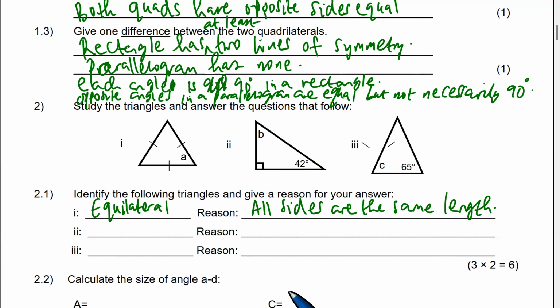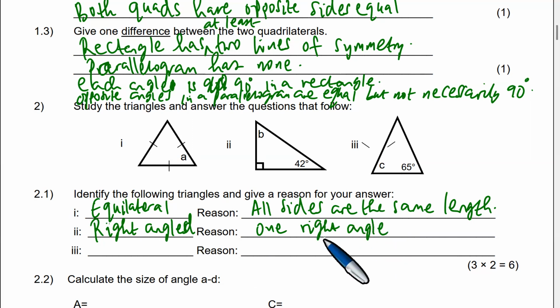Yes. Okay, it is called right-angled. It is called a right-angled triangle. We call it a right-angled triangle. The reason for the answer is that it has only one right angle. There's only one right angle.